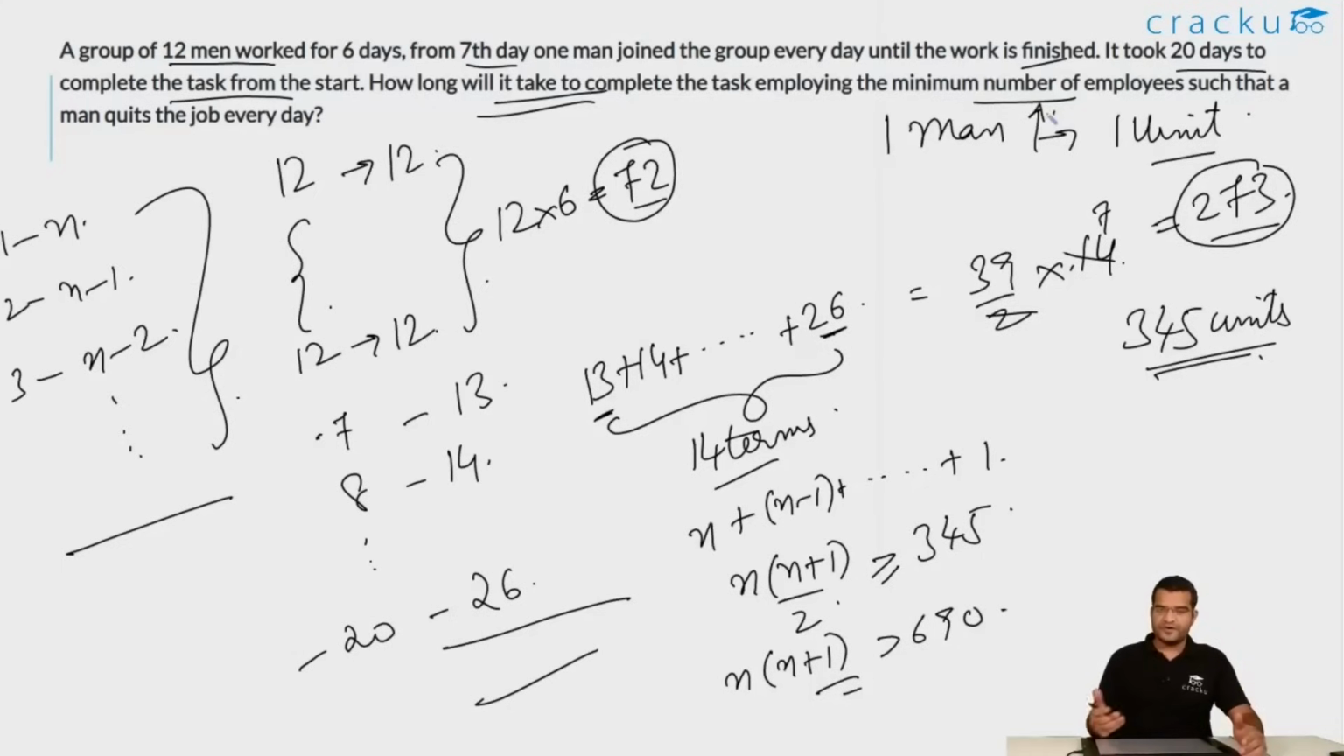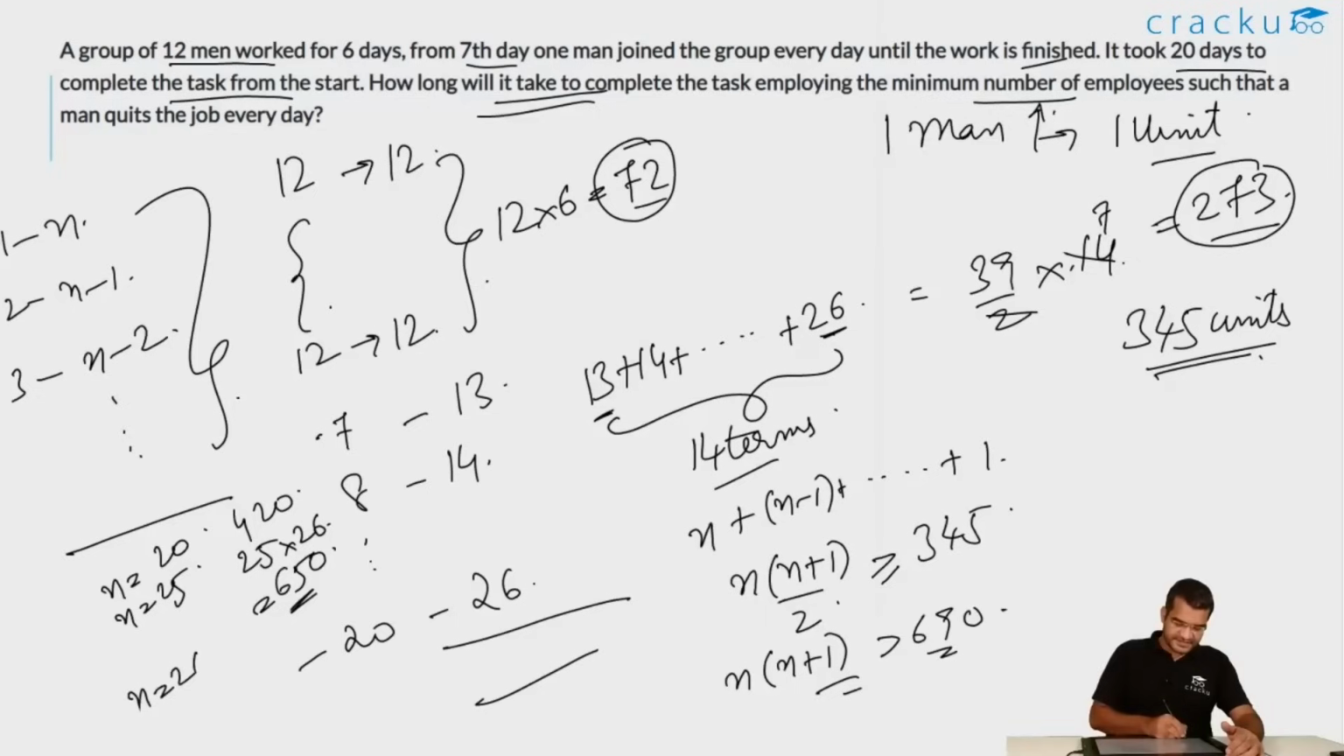We can do it by brute force also, or we can just keep counting and keep checking. Say you substitute the value of n to be equal to 20. Then 20 into 21 is 420. That is n into n plus 1. If you make n equal to, say, 25, then n into n plus 1 will be 25 into 26, which is equal to 650. 650 is close to 690, so let us try n equal to 26. The value of 26 into 27 will be equal to 729 minus 27. This is equal to 702.